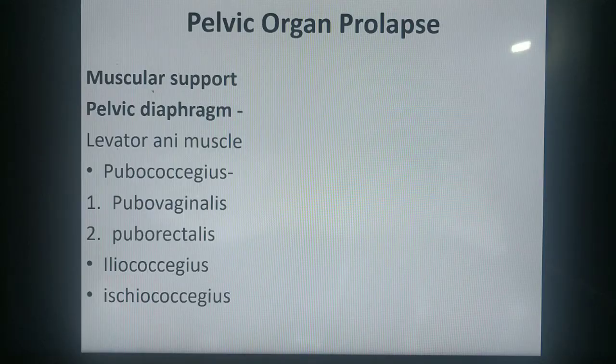So you have understood in a better way the levator ani muscle and its parts, and how it forms a diaphragm in the pelvic floor, preventing the descent of pelvic viscera. So it is now clear that levator ani has three parts from anterior to posterior. The anteriormost part is puboccygeus, and then the iliococcygeus, and posteriorly ischiococcygeus. Puboccygeus again has two parts, pubovaginalis and puborectalis. Pubovaginalis loops around the vagina, and puborectalis loops around the rectum at the anorectal junction.